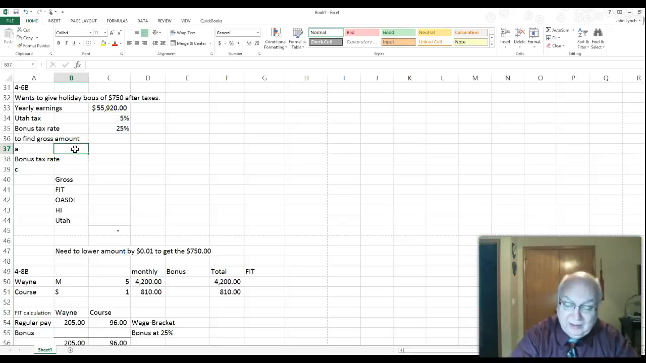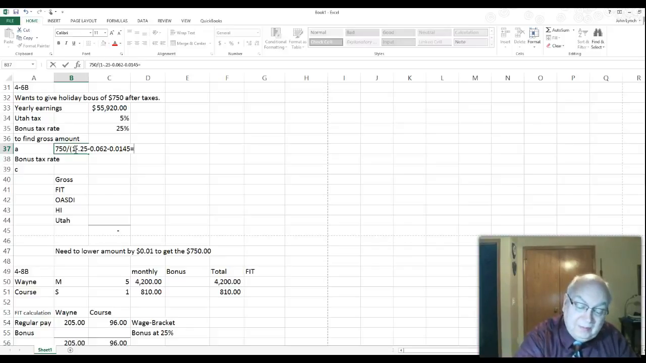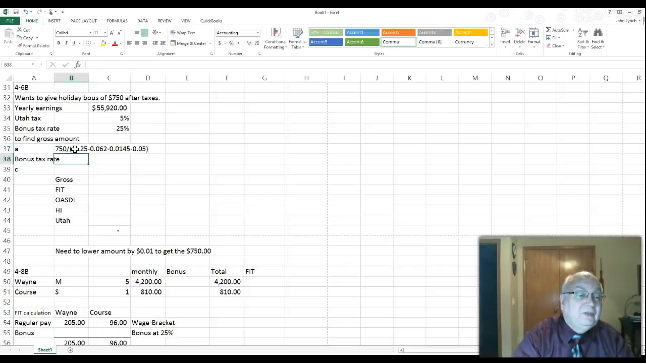So the equation you want to use for that will be 750 divided by the 1, which represents 100%, minus 0.25, which is the bonus tax, minus 0.062, which is the Social Security tax, minus 0.0145, which is the HI tax, minus the Utah tax of 0.05. Okay, so that's the equation you'd have to use for that.